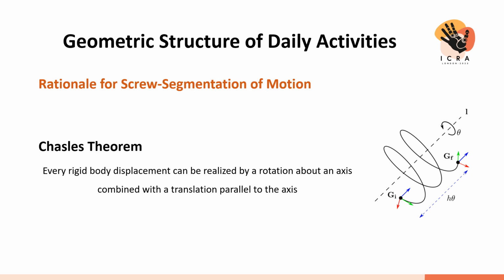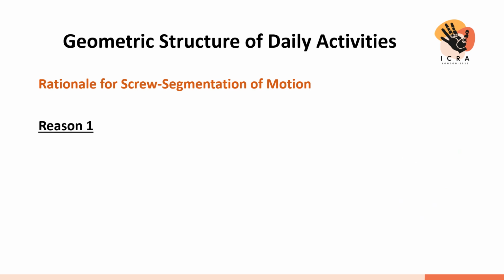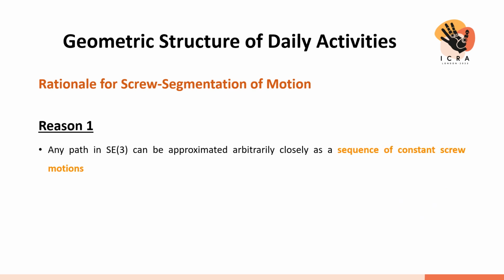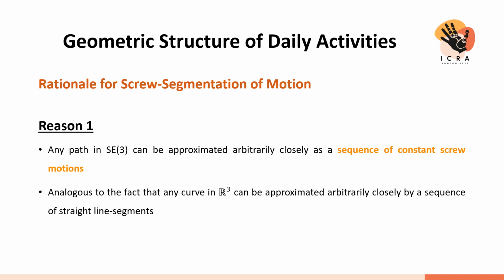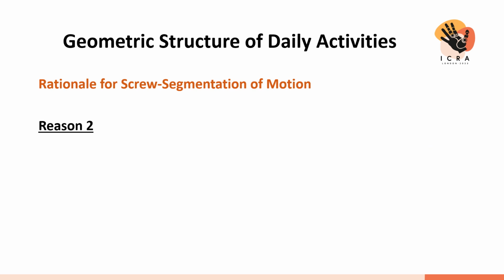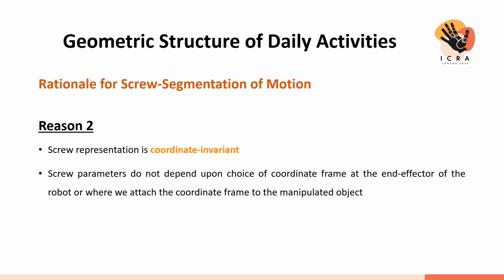The rationale for using screw segmentation of motion is twofold and is motivated by Chasles' theorem. First, from Chasles' theorem, it can be inferred that any path in SE(3) can be approximated arbitrarily closely as a sequence of constant screw motions. This is analogous to the fact that any curve in R3 can be approximated arbitrarily closely by a sequence of straight line segments. Second, the screw representation is a coordinate invariant representation, meaning that it does not depend on the choice of the coordinate frame at the end effector of the robot.